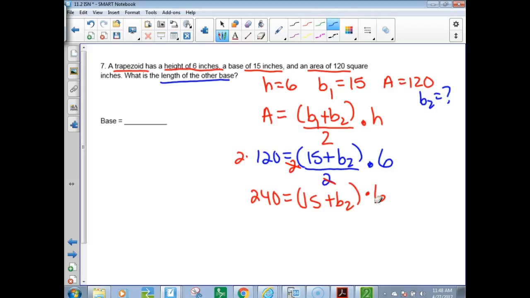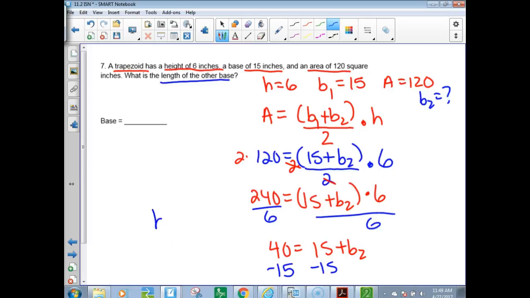All right, now we're going to need to get rid of 6, and since this is a product, I am going to divide now by 6 on both sides. It's going to give me 40 is equal to 15 plus B2. I really don't need the parentheses any longer. So I can now just subtract 15 from both sides, which gives us 40 minus 15 is 25. So B2 is 25 inches.